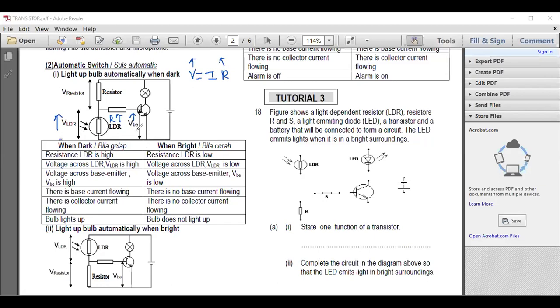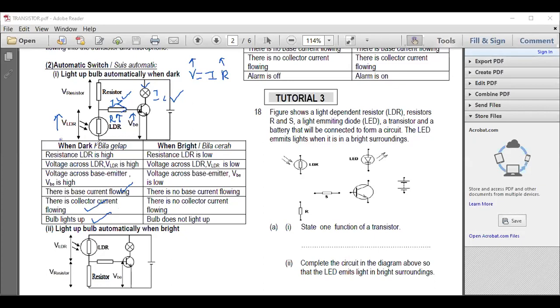So what happens when the voltage across the base emitter is high? That means there will be charges from the emitter going to the base. That means the base is able to attract charges because of higher voltage. So in other words, there will be base current, or IB. Because of that, there will be collector current flowing, or IC. So because of that, the bulb will light up during dark.